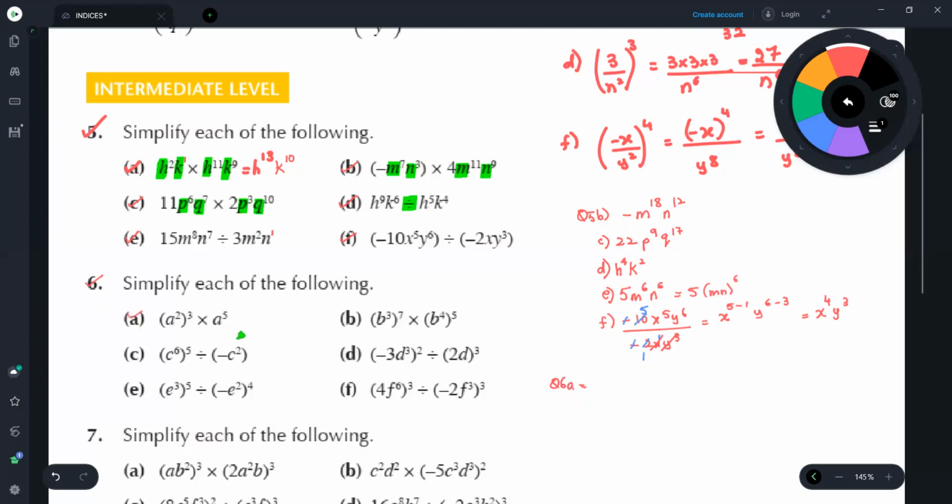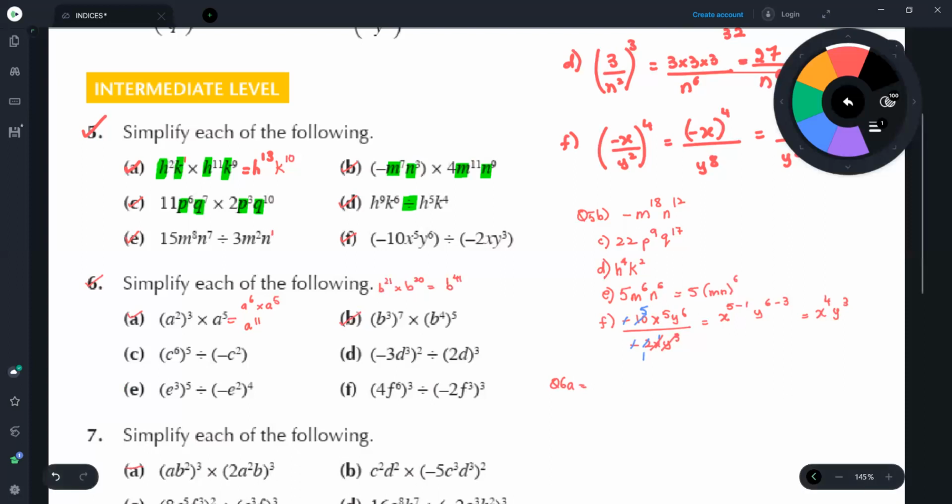Let's do question number 6 in front of the questions. It's a^2 whole cube times a to the power 5. Can I say it is a^6 into a^5? Yes, sir. And the final answer is a raised to the power 11. Good. Now we have b^21 multiplied by b^20. Yes or no? Yes, sir. And when the bases are the same, it is b^41. Very good.